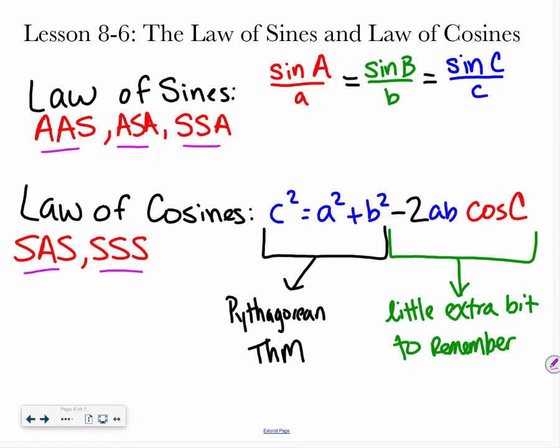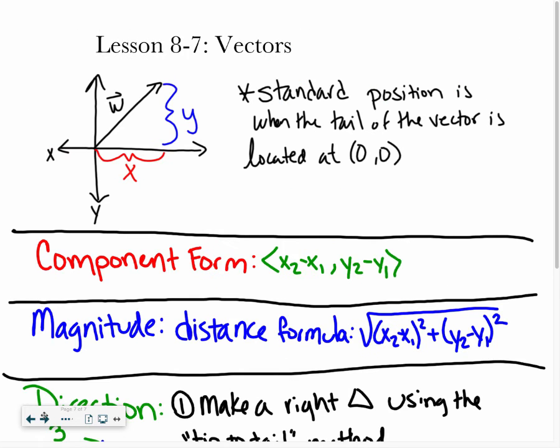And something to help you remember is C squared equals A squared plus B squared. That first part of that formula is the Pythagorean theorem. Okay? So hopefully that'll help you remember, because some of you get overwhelmed by how long this formula is. And then the second half is just the little extra bit to remember. It's negative 2 times AB times cosine of C. Okay, so make sure you remember how to plug numbers into those types of problems.